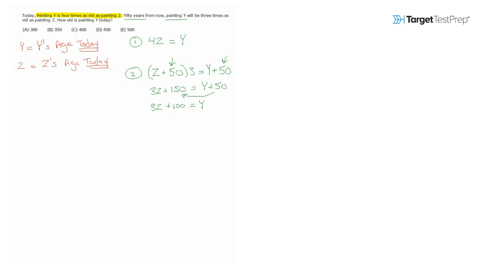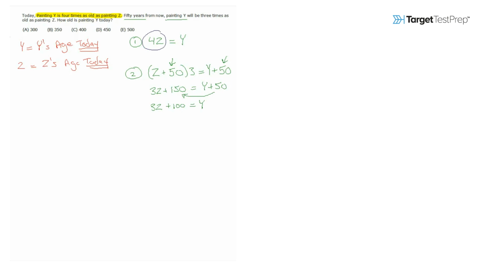And now we're ready to basically finish our substitution here. And when we do that, we can plug 4Z in for Y here. And by doing that, do a little arrow here.